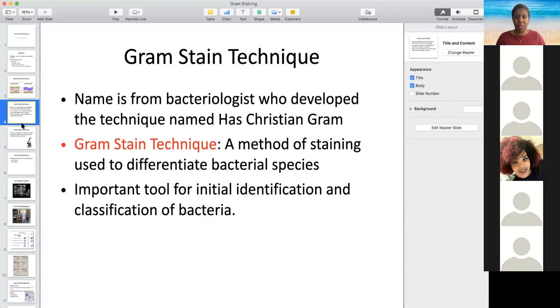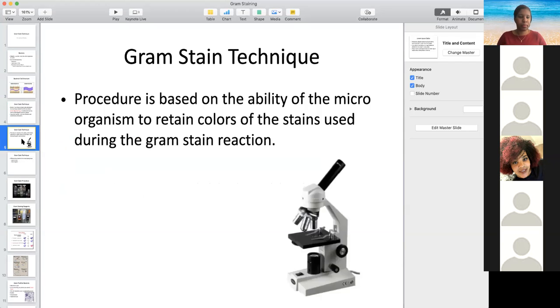Maybe we can look for some other characteristics to help us identify it, looking at morphology, arrangement under the microscope, motility. There are a number of other characteristics that we can look at to help us identify it, but we typically start with the gram stain.